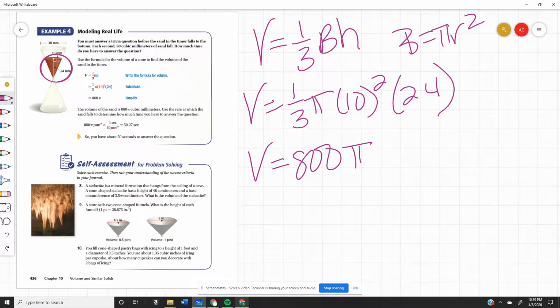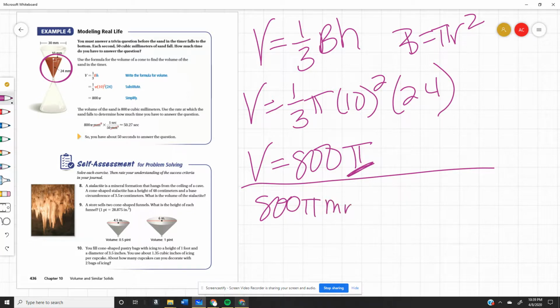That's the beauty of pi, is when they say leave your answer in terms of pi, you just leave the pi alone. So we know that the volume of the sand is 800 pi cubic millimeters, and we're going to use the rate at which the sand falls to determine how much time we have to answer the question. We know that each second, 50 cubic millimeters of sand falls. So what we're going to say is 800 pi millimeters cubed times 1 second every 50 millimeters cubed falls, okay? And then we're going to have some things kind of happen here.